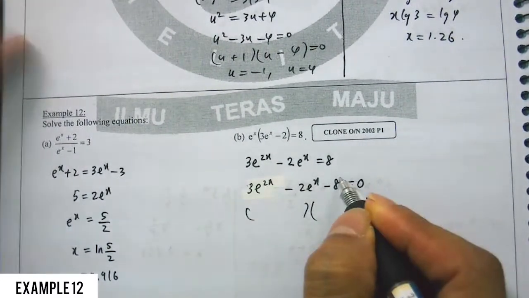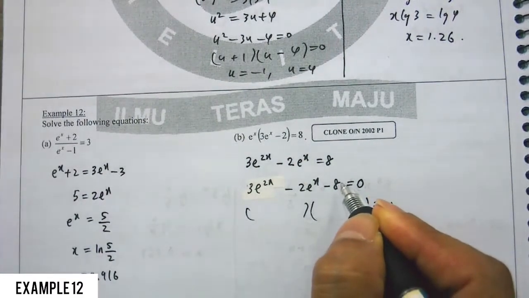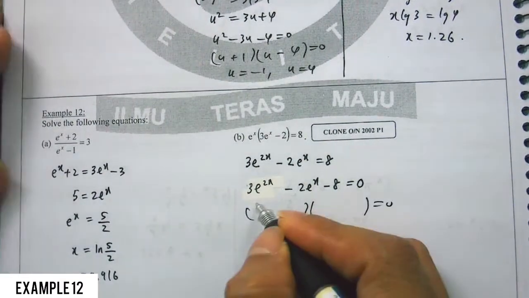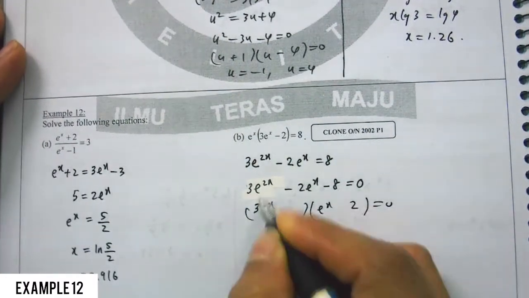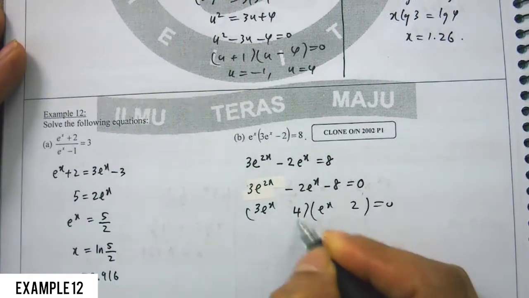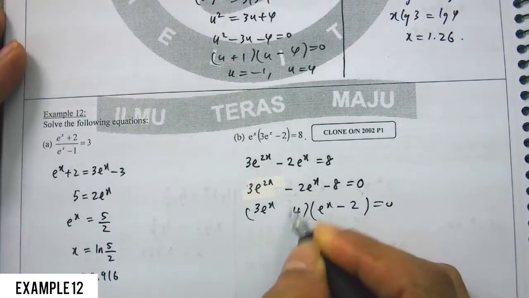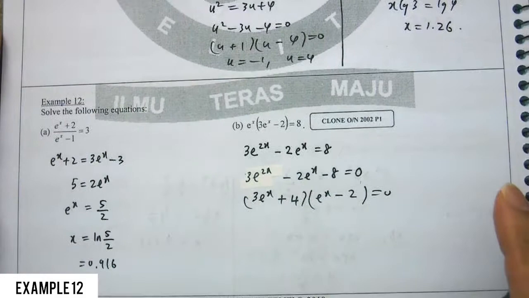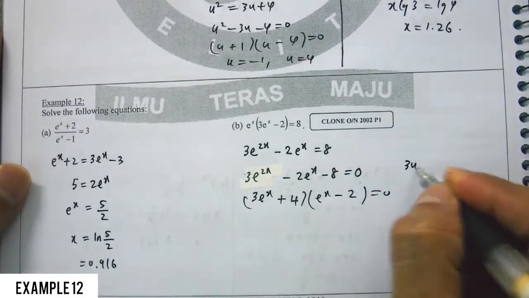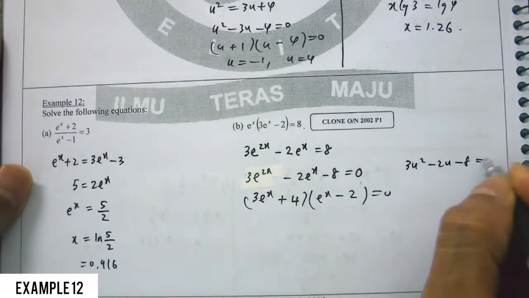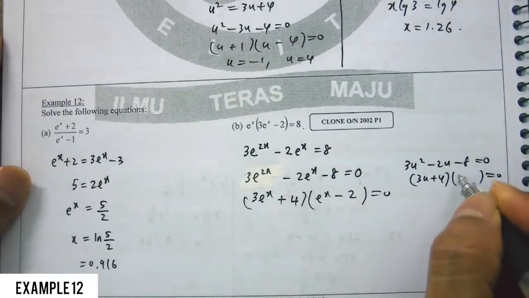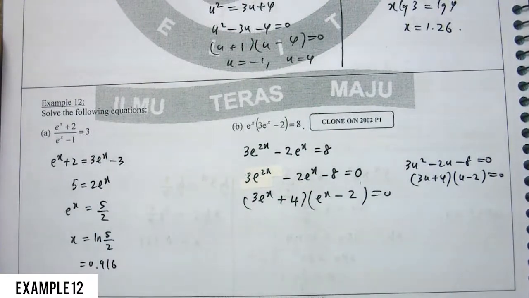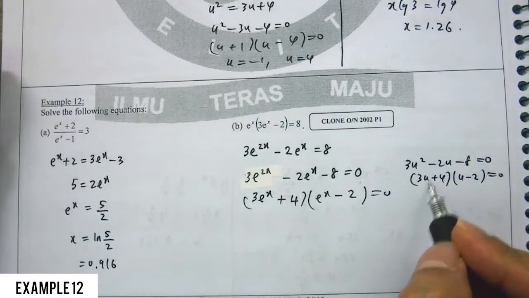3 times 8 is 24. What's the factor of 24? 6 and 4. Alright, so this is 6, this is 4. 6 is negative, 4 is positive. If you cannot, then you write 3u squared minus 2u minus 8. Then you factorize this way first. 3u plus 4, u minus 2. Then you expand, I mean, you substitute back. You find your u and then substitute back.